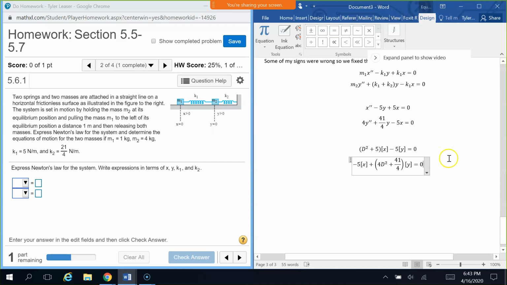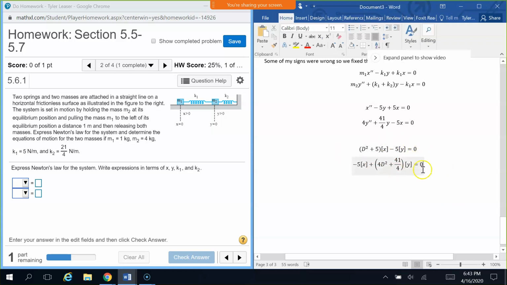Okay, now what we want is to eliminate either the x's or the y's. It doesn't matter which one we eliminate. It looks like the x's will be easier to eliminate because of this awful looking thing with the fraction here. So I'll eliminate the x's by multiplying equation 1 by just 5 and equation 2 by d squared plus 5.